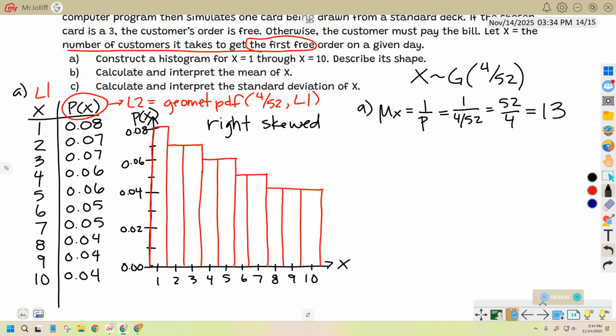If I were to interpret that, that means if I were to look at many days of this pick 3 get free promotion, I would expect that the average first free lunch happened for the 13th customer. Won't be the 13th customer every day, but that will be the mean of all of the days.